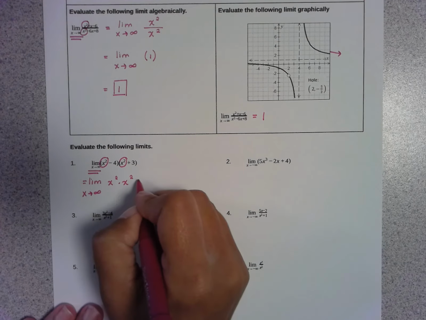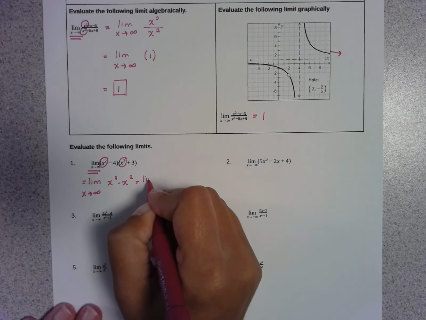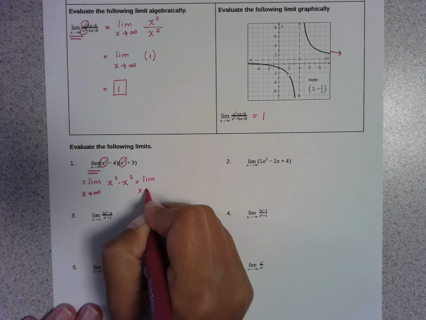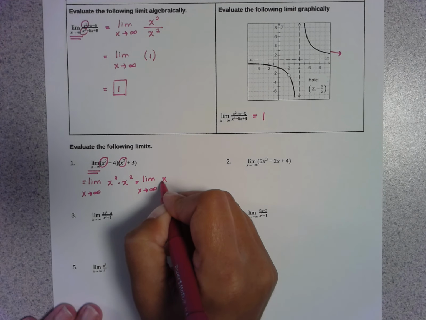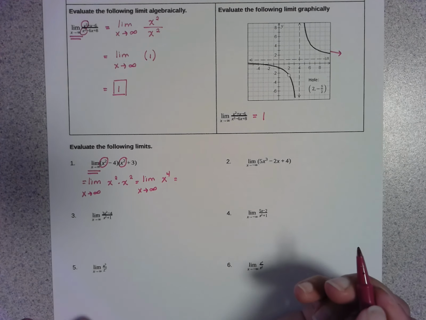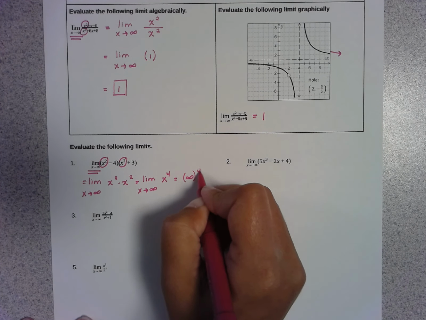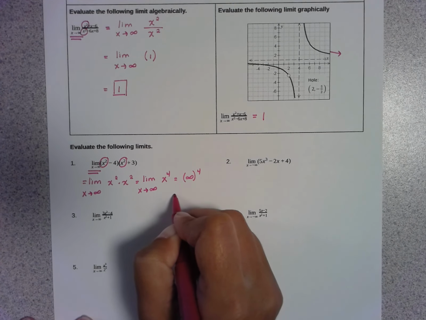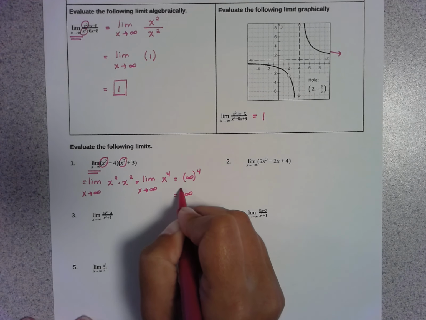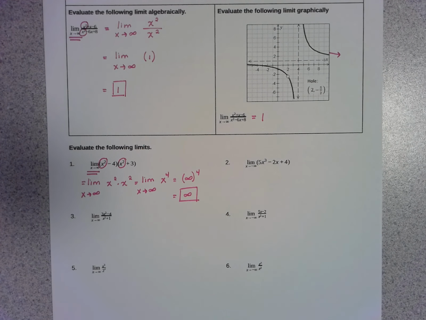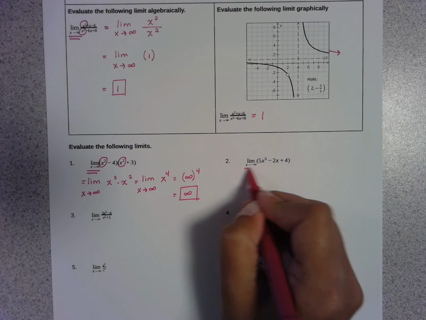Now, once again, I can simplify this before I try substituting. So I would have the limit as x approaches infinity of x to the 4th. If I were to plug infinity into here, I would have infinity to the 4th power. And infinity to the 4th power is just infinity. For problem number 2, I want to find the limit as x approaches negative infinity.